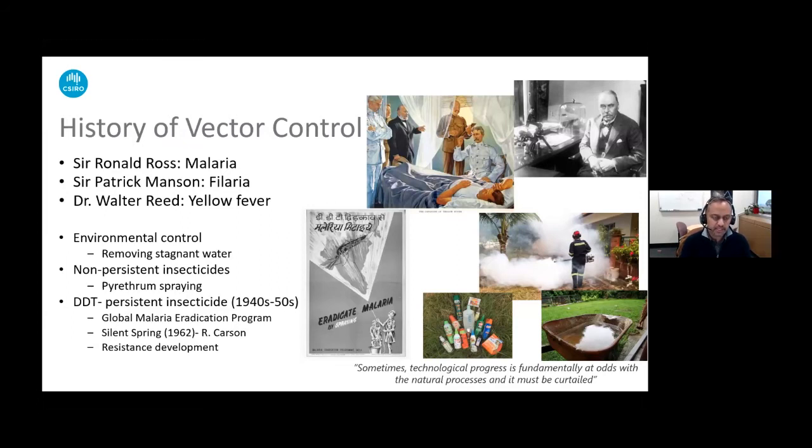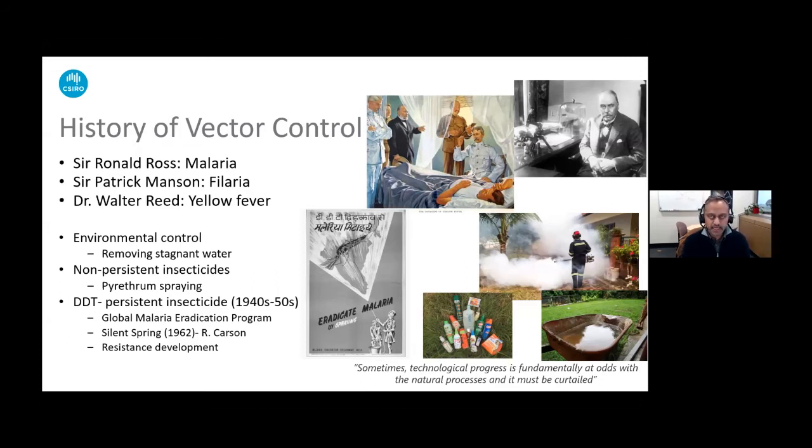And initially the focus was on environmental control, and that was really removing stagnant water. As you probably all know, mosquitoes breed in water. So if you remove that water source, you can reduce the mosquito population. It's not always possible to remove all water sources, and that's why there are still mosquitoes breeding in various sites.